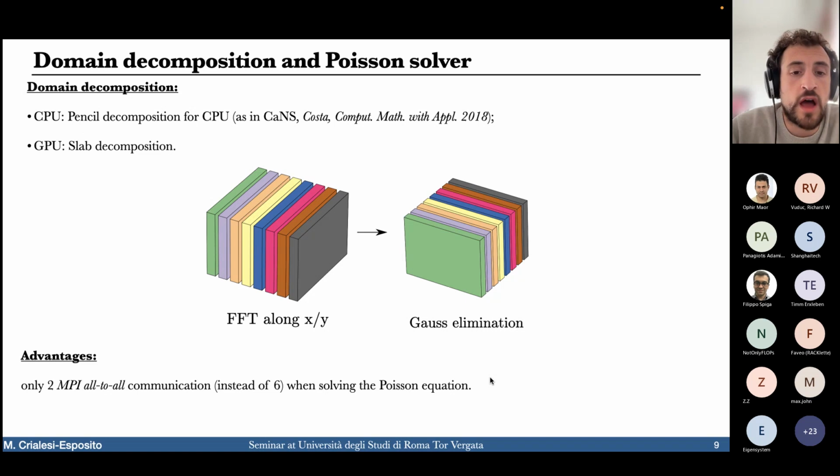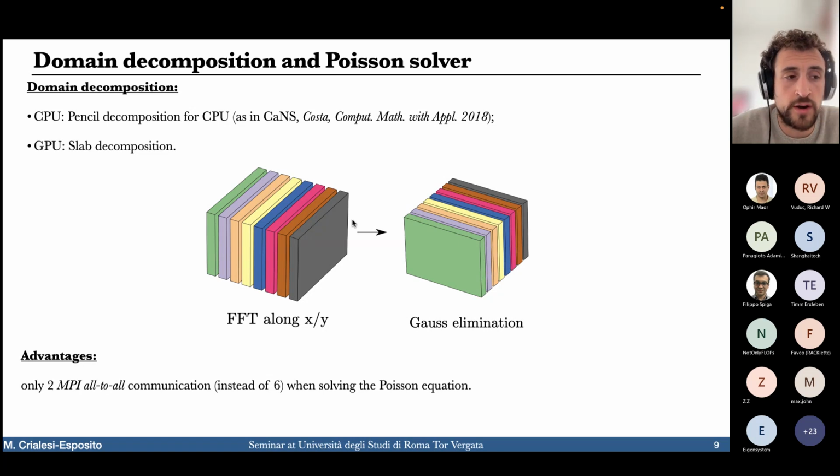Two words just on how the domain is discretized. On CPU, we have pencil decomposition, meaning that we decompose. So you see, for example, here we have slabs. You can also imagine that in this case, we can split these slabs also in the other direction, so we can have pencils. But on GPUs, in order to speed up the code, we actually use slab decomposition. And slab is very useful for us because it allows us to reduce the number of transposes.